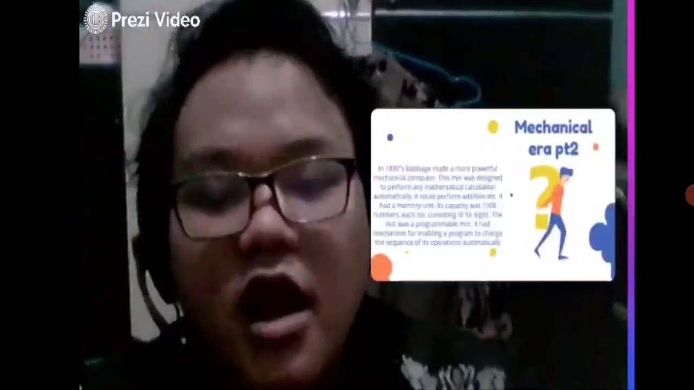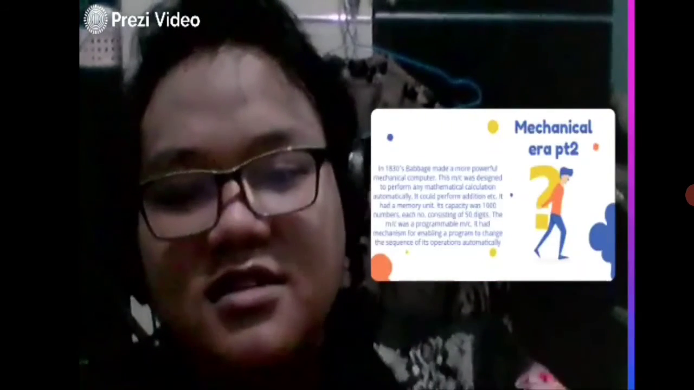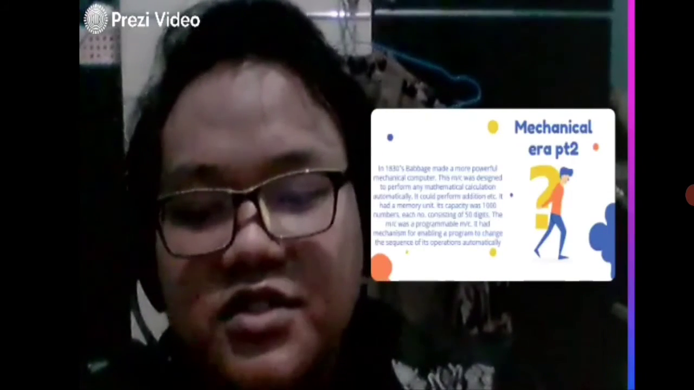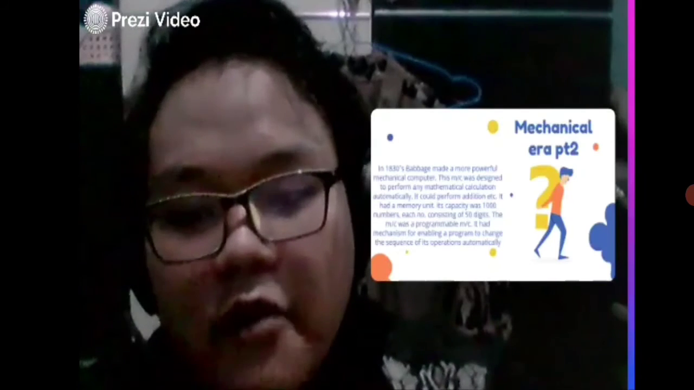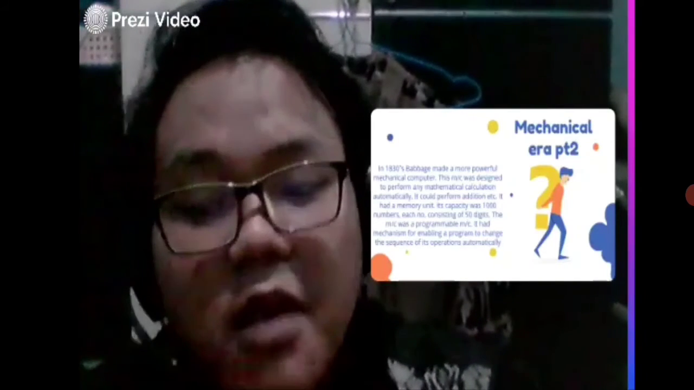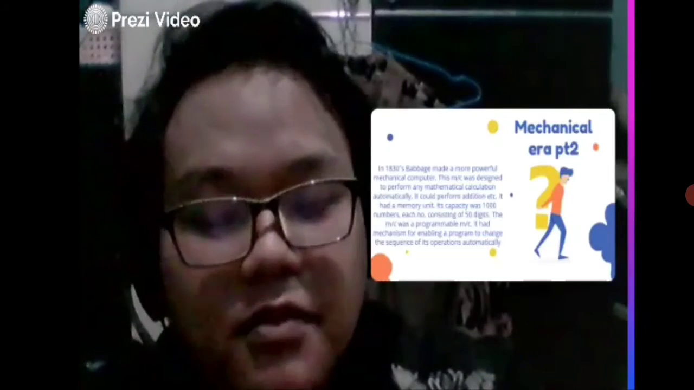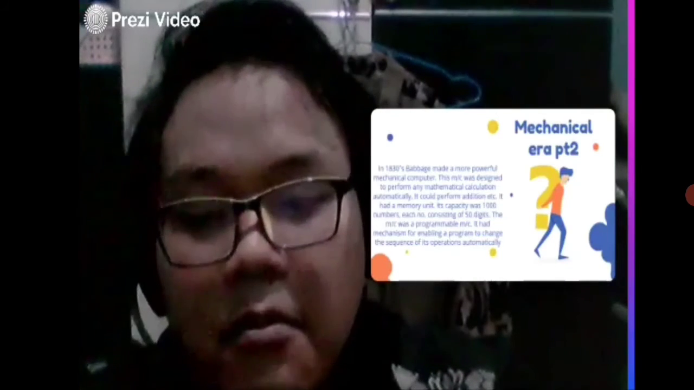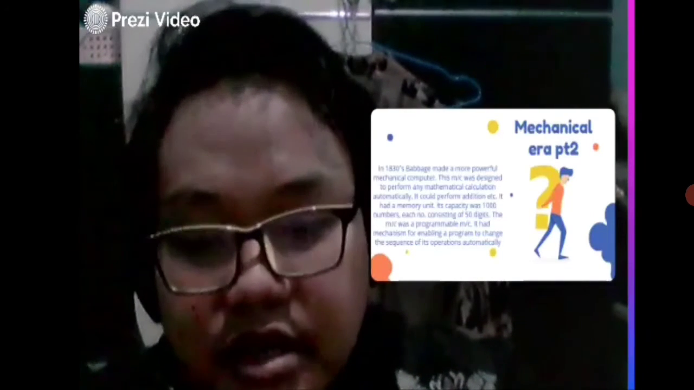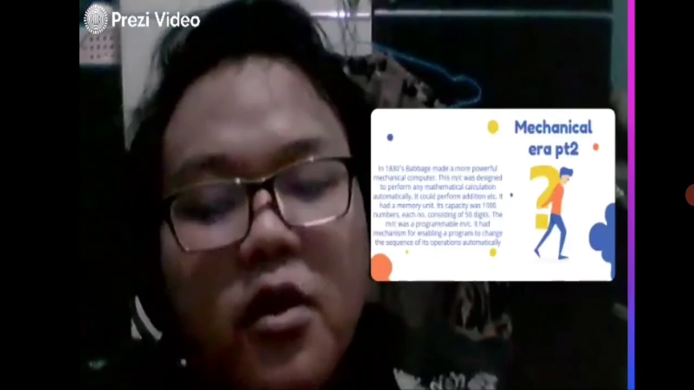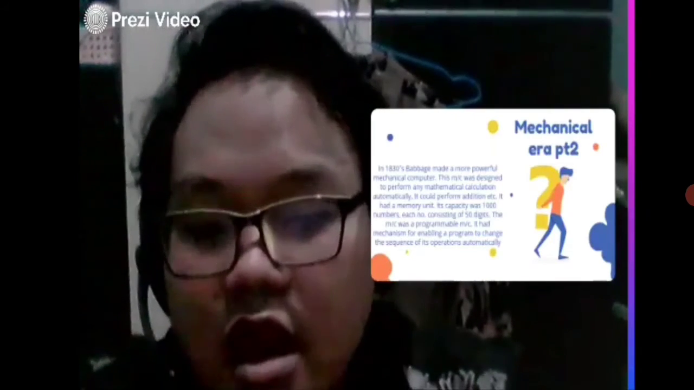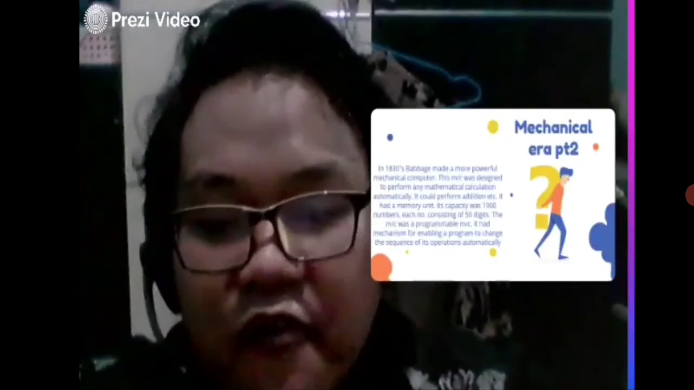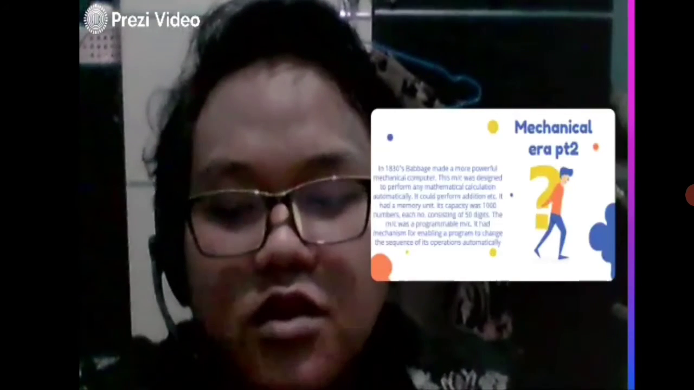And the mechanical era part 2 is the next part from part 1. In 1837, Babbage made a powerful mechanical computer. This machine was designed to perform any mathematical calculation automatically. It could perform addition. It had a memory unit, and its capacity was 100 numbers, each consisting of 50 digits. The machine was programmable. It had a mechanism for enabling a program to chart the sequence of its operations automatically.